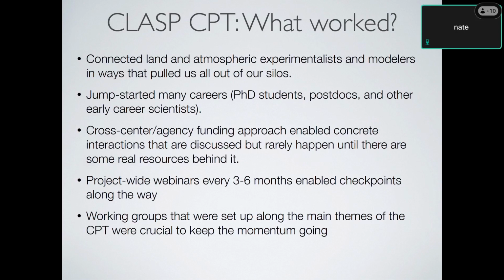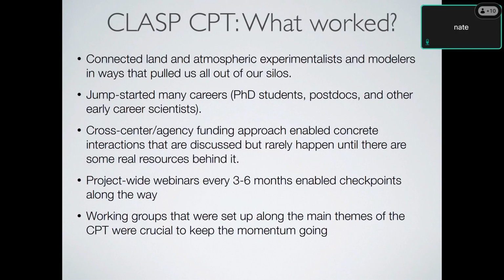It jump-started many careers, so PhD students, postdocs, and other early career scientists. This cross-center agency funding approach enabled concrete interactions that are discussed. We think about, well, let's work on this, let's work on that, and we think about panel meetings. But it rarely happens until you actually have some real concrete resources behind it. And in that sense, the CPT approach is able to help quite a bit.